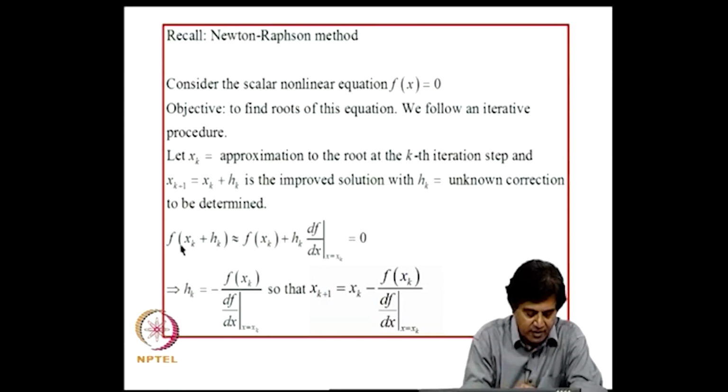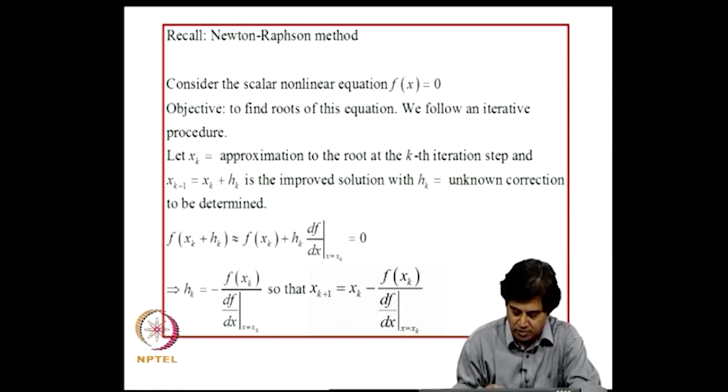So, I will consider f of xk plus hk, which, since we are truncating, will be f of xk plus hk df by dx at x equal to xk. Now, if xk plus hk is a true solution, the left hand side would be 0, from which I get hk to be this, so that xk plus 1 is given by this. One quick observation that we need to make is, to obtain the roots, I need gradients of function f.